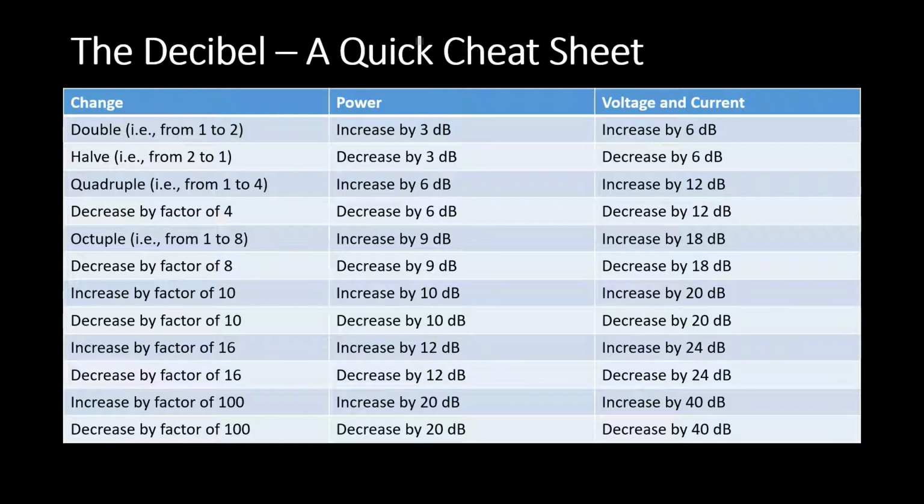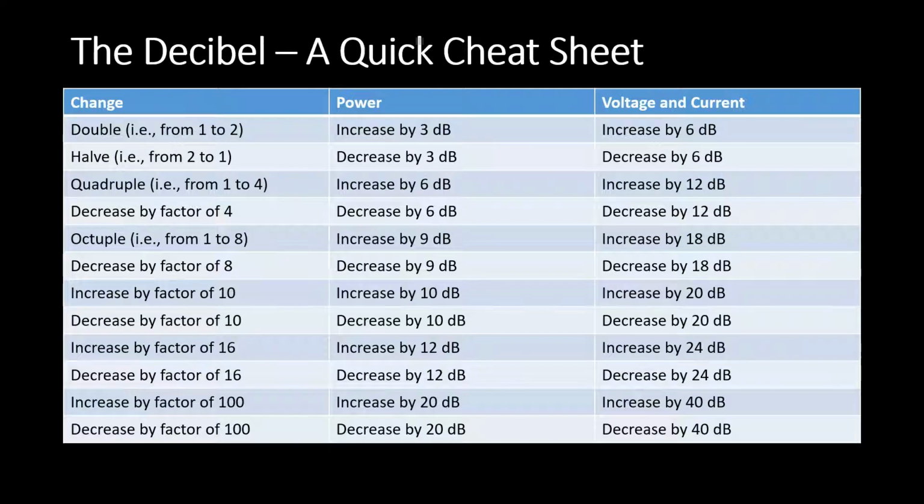So 1 to 10 was 10 decibels. If we multiply 10 by 10, so it's still just a multiple of 10, we get 20 decibels. So 10 plus 10 is 20. So again, the multiplication of the power and or voltage and current is turned into simply addition.